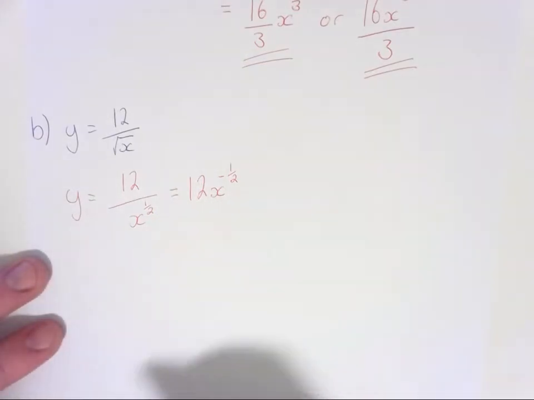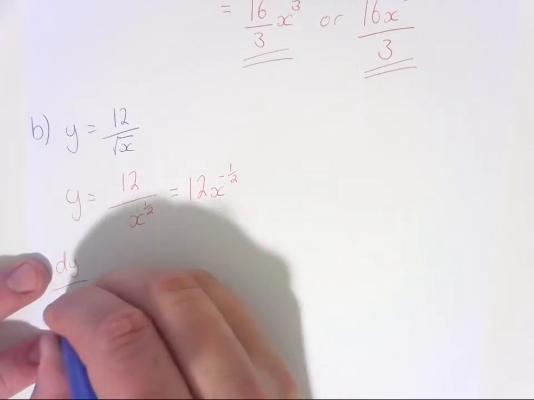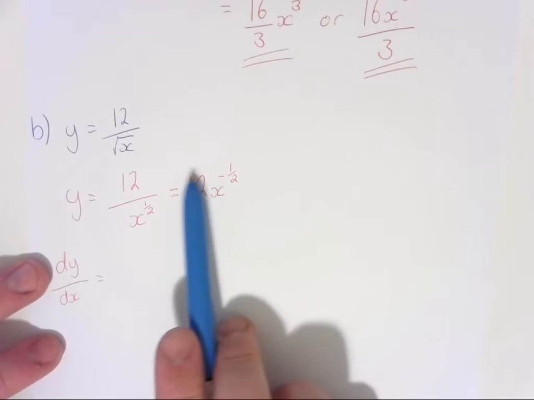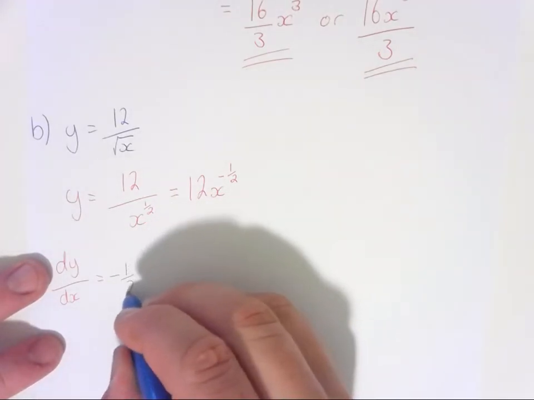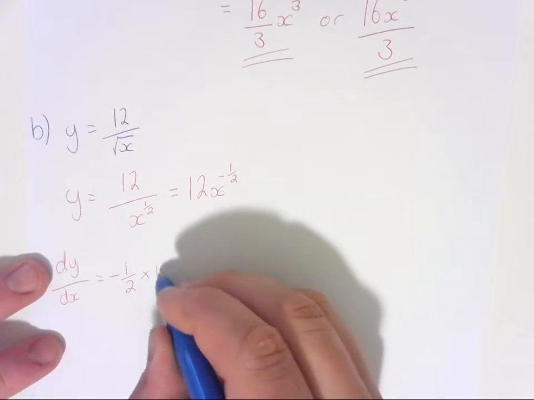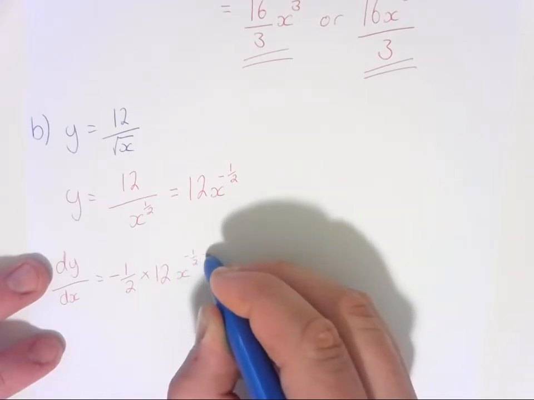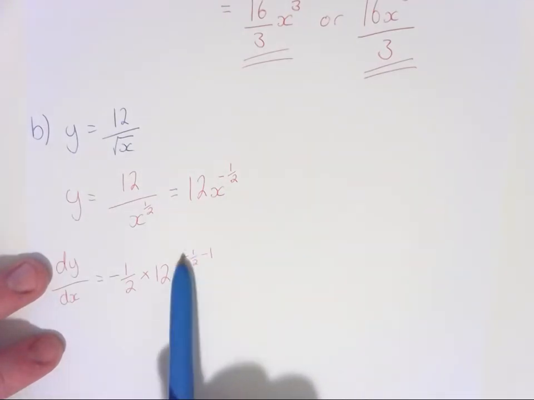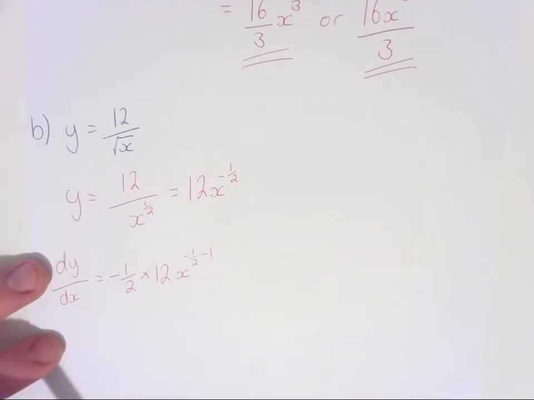So I can now set up my dy by dx. I'm going to bring the power out the front. Now remember, the negative sign will stay with that. Negative 1/2 times by 12x to the negative 1/2 subtract 1. Now obviously when we get a bit better at this, we don't have to do this step every time. I'm just mapping it out like this so we can see how we get our answers.